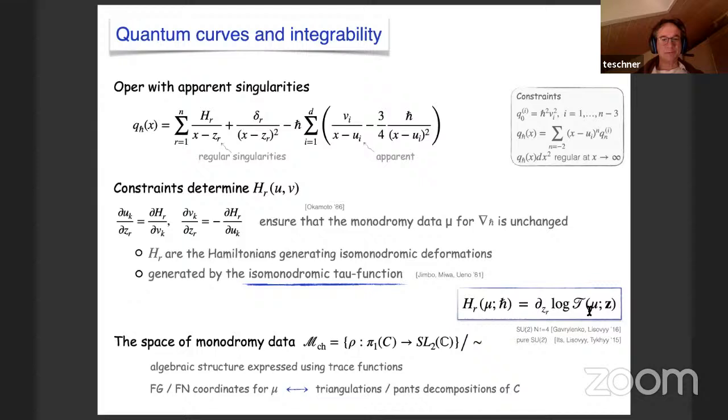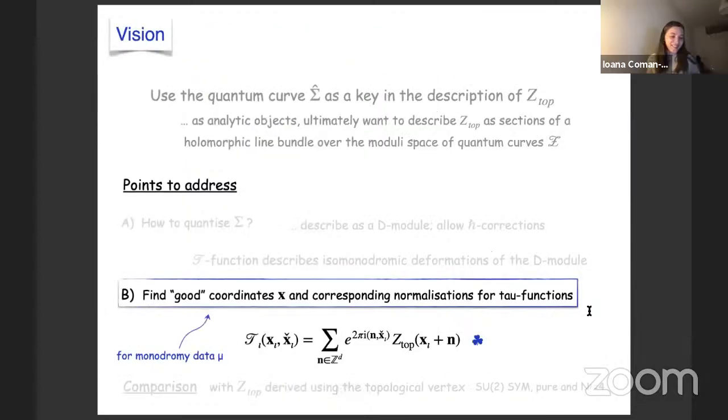Yeah, if I may very quickly add, if mu, monodromy data, and z are fixed, then u_i and v_i are determined by Riemann-Hilbert. So I hope I don't have too many spoilers happening.